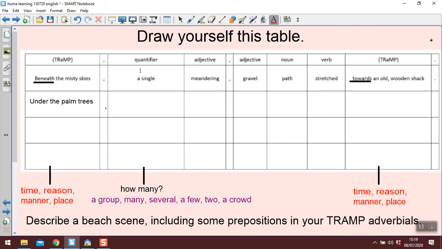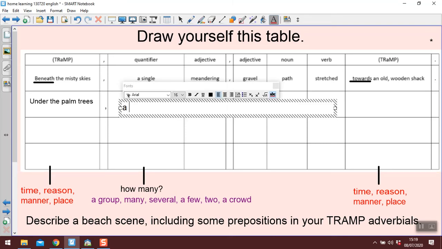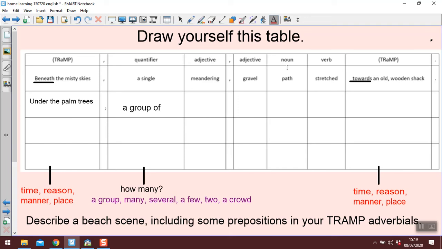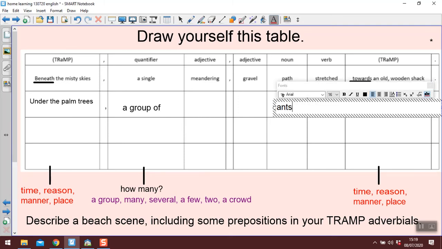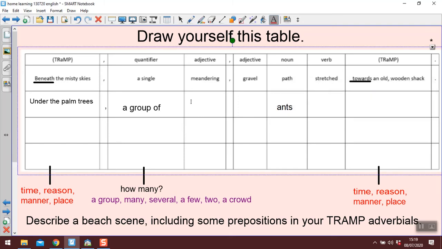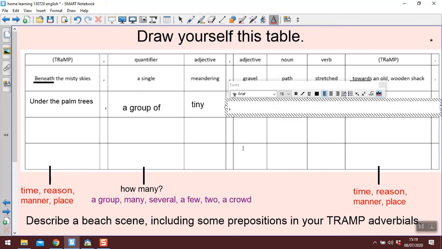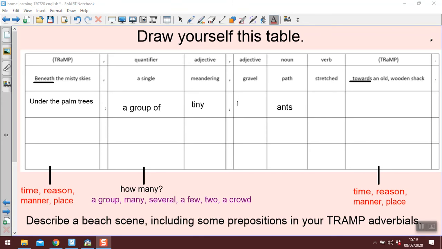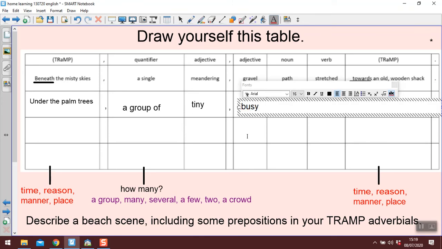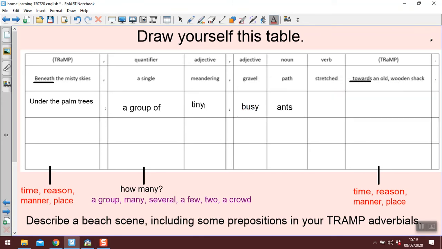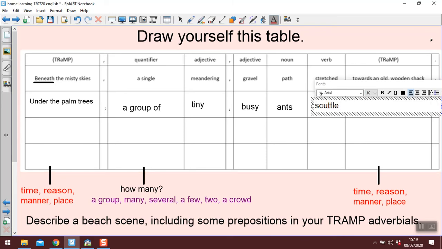Quantifier, so how many ants? I'm going to have a group of. How can I describe my ants using two adjectives? So a group of tiny, comma, another adjective, busy. So under the palm trees, comma, a group of tiny, comma, busy ants. What action would they do? How would ants move? I'm going to go with scuttle.